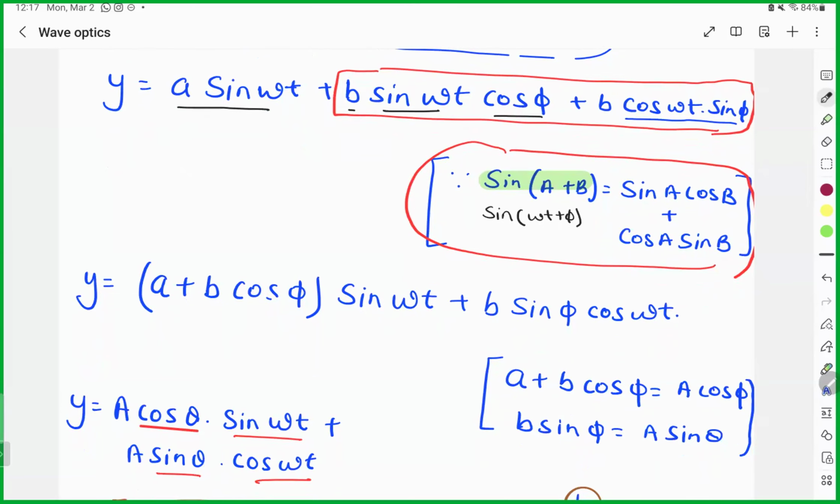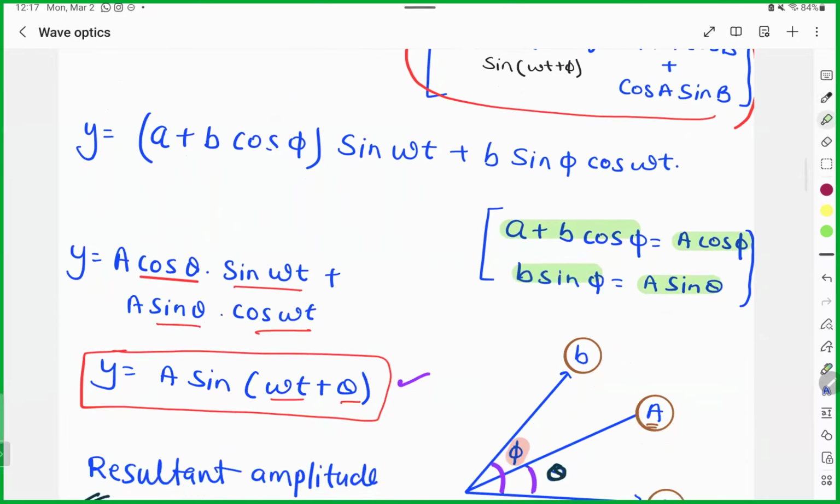Okay, so here A plus B cos theta will be equal to overall A cos theta. A means overall amplitude, and B sin phi will be equal to A sin theta. Correct? If you do all the calculation, ultimately you come up with the result of A sin(omega t plus theta or phi).